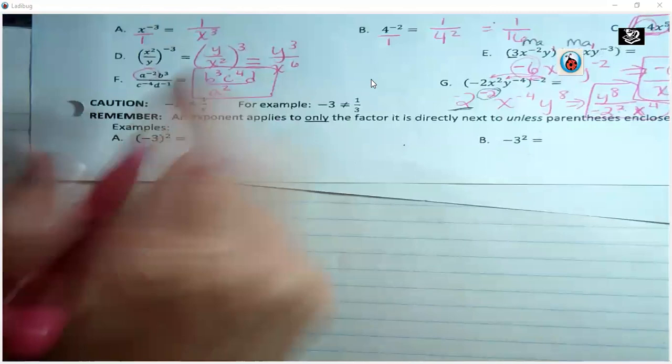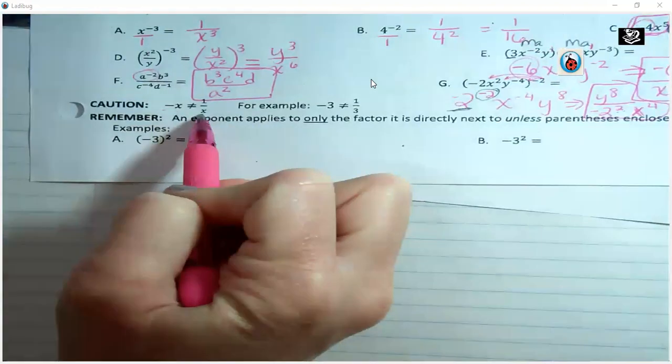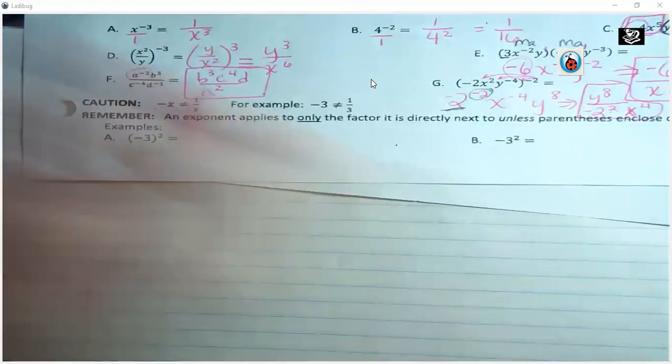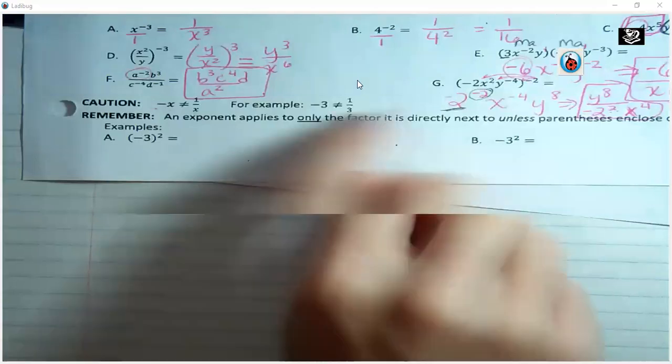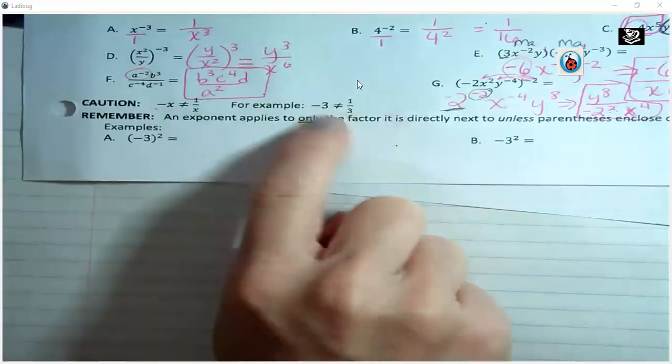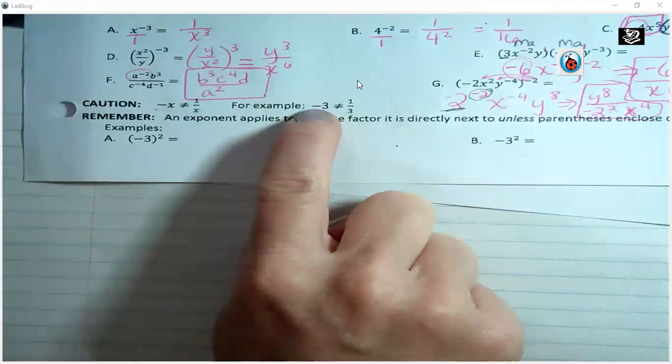This is just going over what I just said. If you have negative x, you don't move it to the bottom because the negative is not with your exponent. Okay, and then same thing here. Negative 3 does not move to the bottom because it's not an exponent, it's a coefficient. So the negative 3 would just stay negative 3, okay?